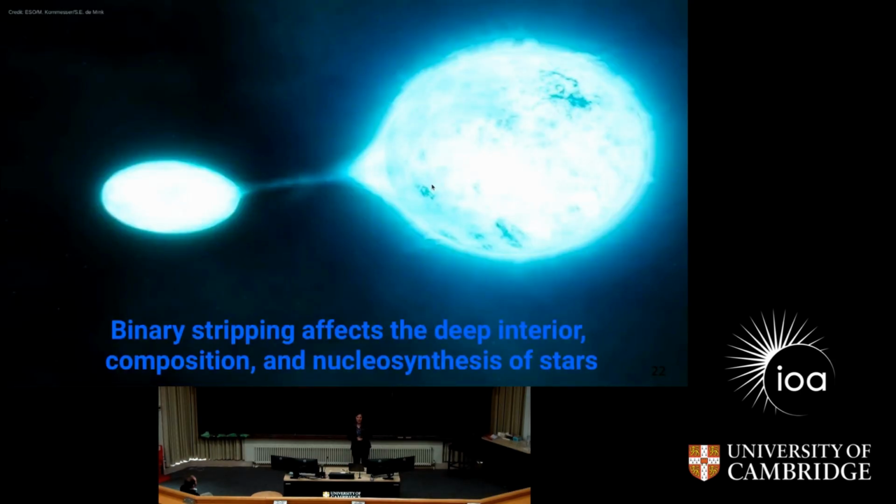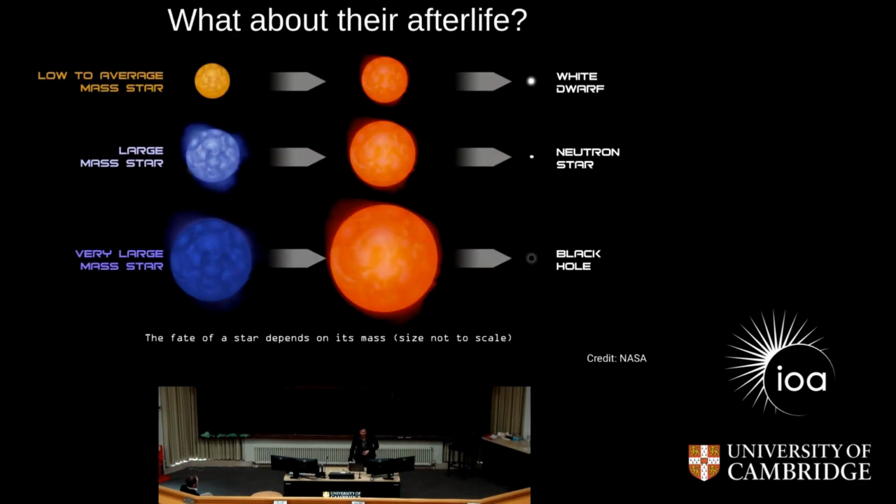Takeaway point here is that binary stripping really affects also the deep interior of stars and their composition and the nucleosynthesis, what kind of elements they eject into their surroundings. But what about their afterlives? What about the compact objects, which I was motivating this talk with?